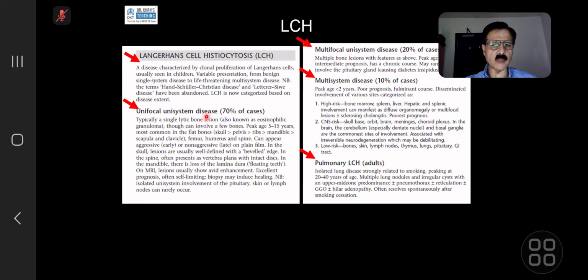It will be either the bone, as in MSK, or it might be the spine, or it might be the CNS, but it will be a unisystem disease. And usually, when it is a single lytic bone lesion, we still call it eosinophilic granuloma. Otherwise, the word which is more commonly used now is Langerhans cell histiocytosis.